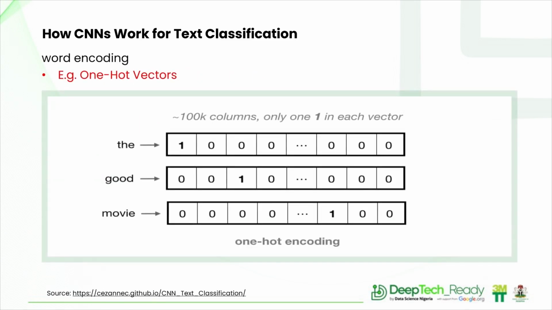There are also what we call one-hot vectors, which basically represent each word as a binary vector with a single value of 1 indicating the word's position in the vocabulary, and then all the rest are zeros.